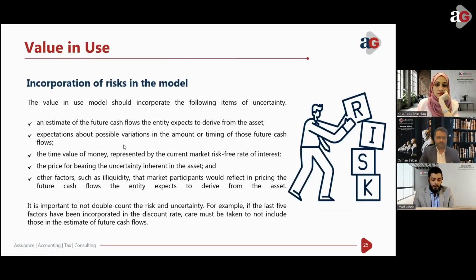Again, this is an overall picture of what we should incorporate in a value in use model, what kind of risks and what kind of factors should be included. First of all, an estimate of the future cash flow the entity expects to derive from the asset. This is the projection. This is what we have been discussing so far: the kind of cash flow projection we have to make, how we have to use management budget, and what kind of restrictions there are on the cash flow. All those assessments, all of those calculations should go back to making this cash flow forecast.